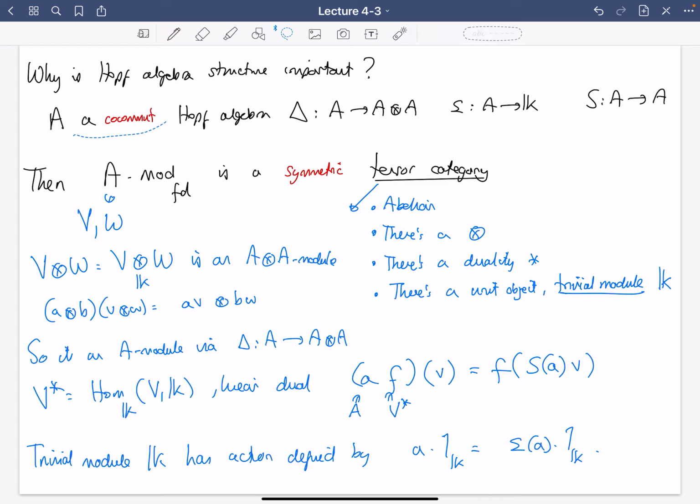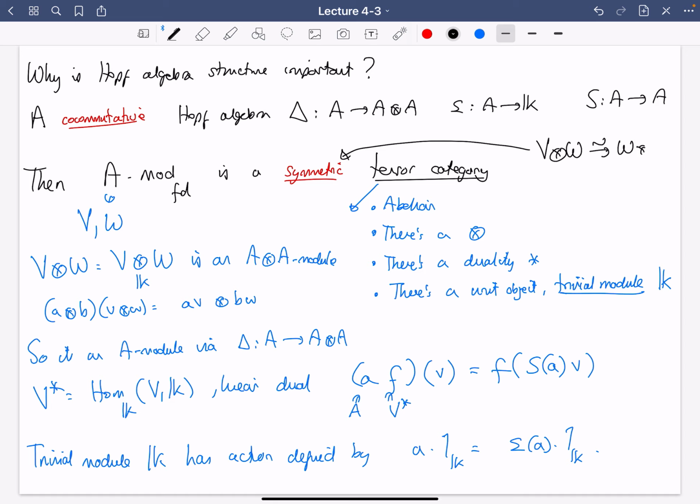Not quite. Okay. So you need A not just to be a Hopf algebra, but to be what's called a co-commutative Hopf algebra, and then the category of finite dimensional left A modules becomes a symmetric tensor category. What that means is that V tensor W to W tensor V, this map sending pure tensor little v tensor little w to the flip little w tensor little v, is actually an A module isomorphism.